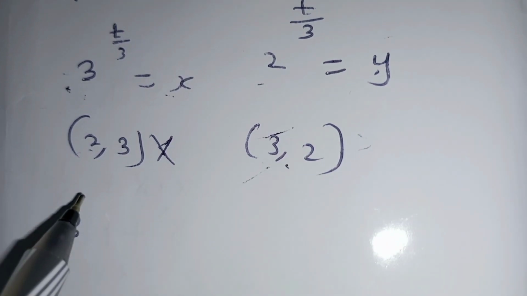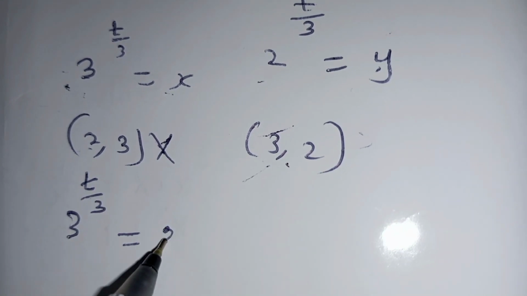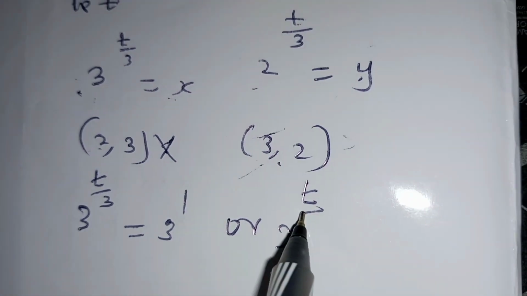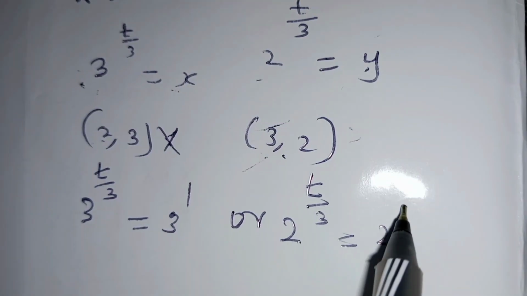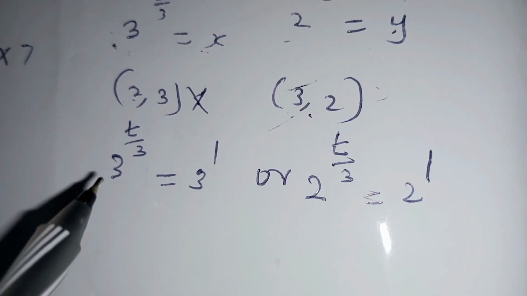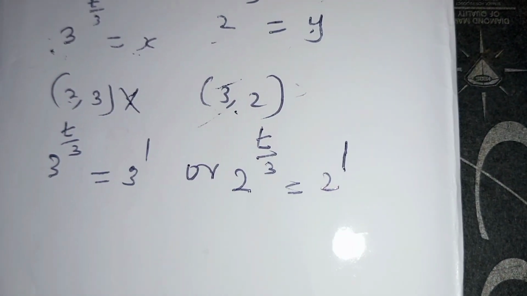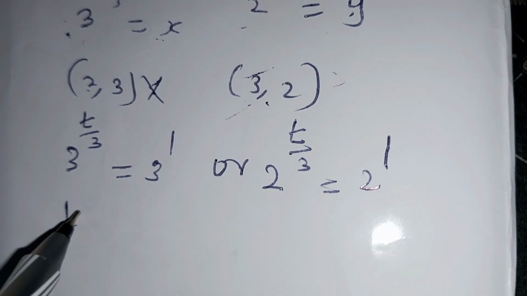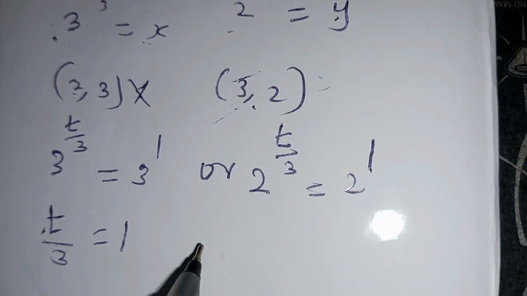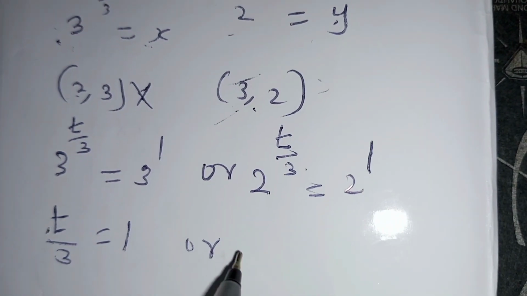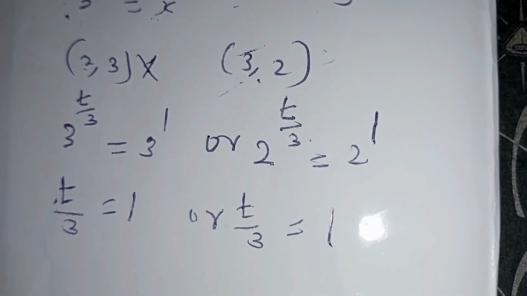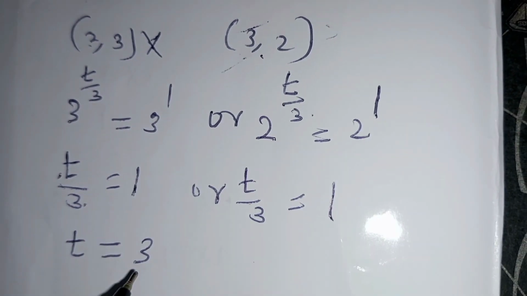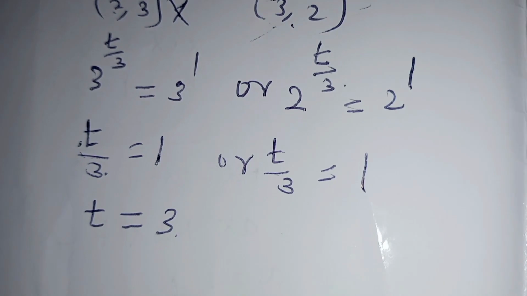But when we take x is equal to 3 when y is equal to 2, we shall have 3 to the power of t over 3 is equal to 3 power 1, or 2 to the power of t over 3 is equal to 2 power 1. So bases are the same, and from the laws of indices, when bases are the same, we can equate the indices. So we shall have t over 3 equals 1. Either case, t is equal to 3, because 3 times 1 is 3. So the value of t is 3.